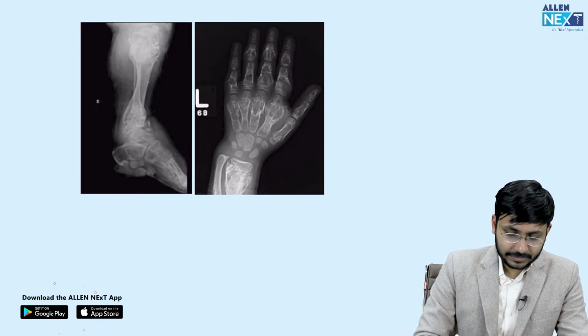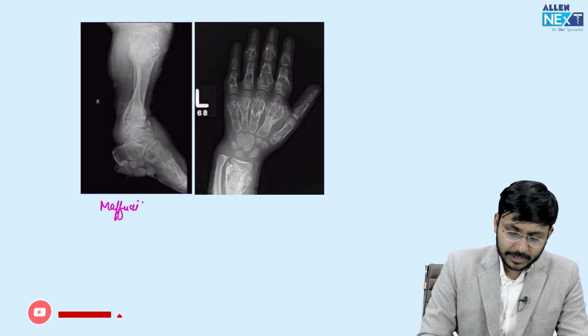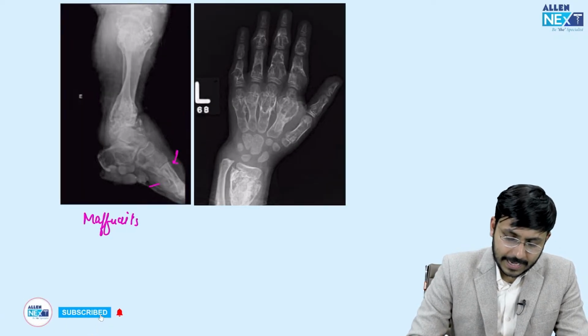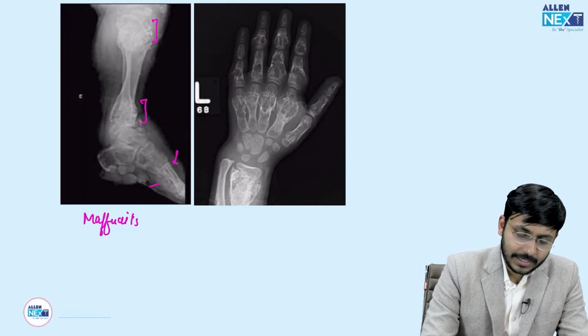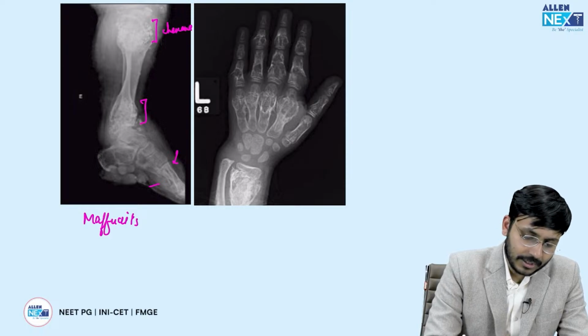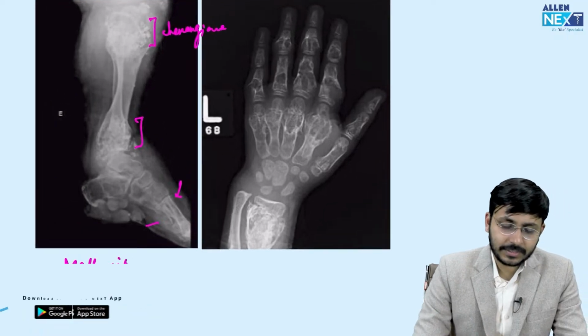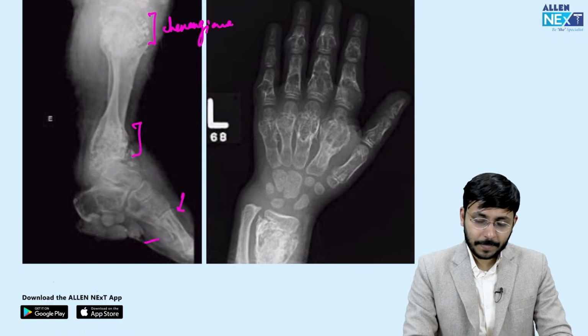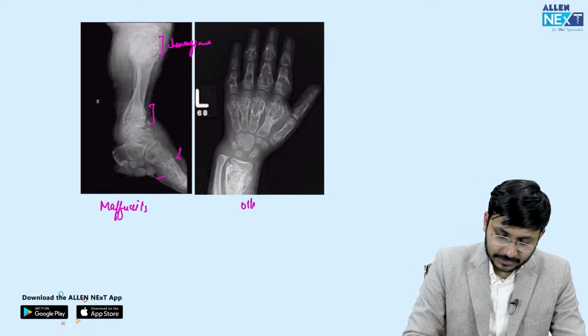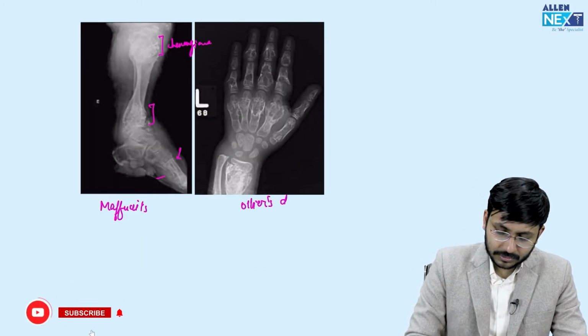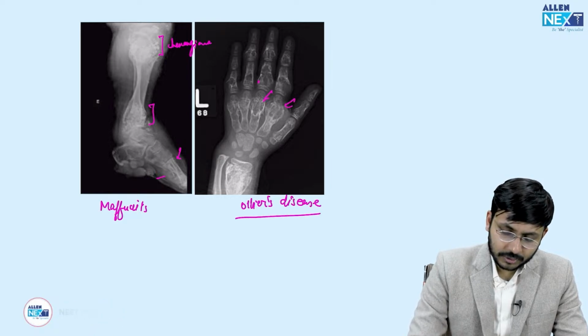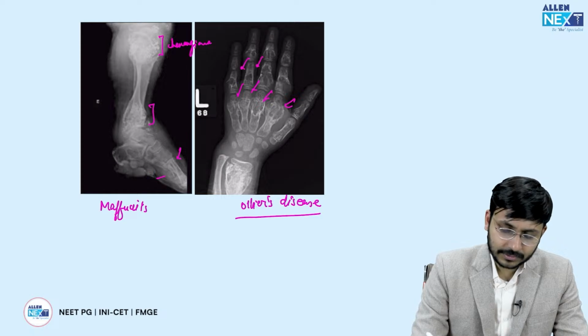So this is your Maffucci syndrome. You see these multiple enchondromas and these soft tissue hemangiomas. This is how soft tissue hemangiomas look, because you can see phleboliths at this place. And this is how Ollier's disease looks like, multiple enchondromas in the small bones of hands.